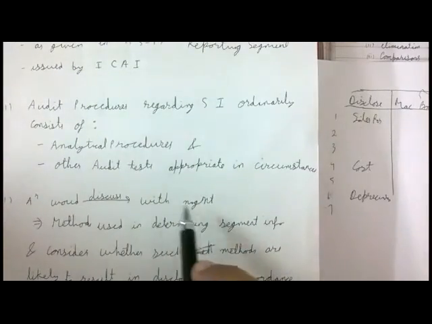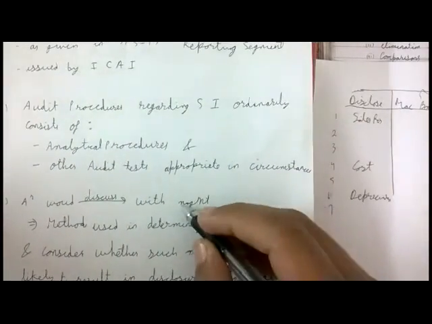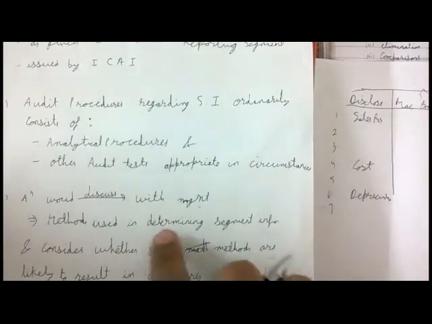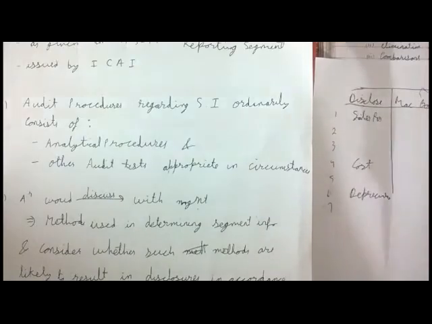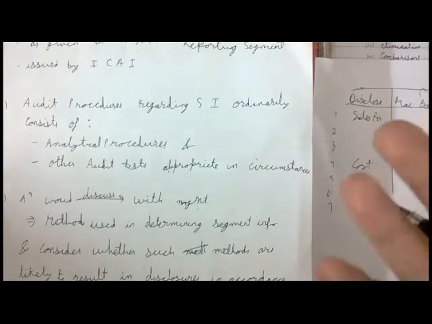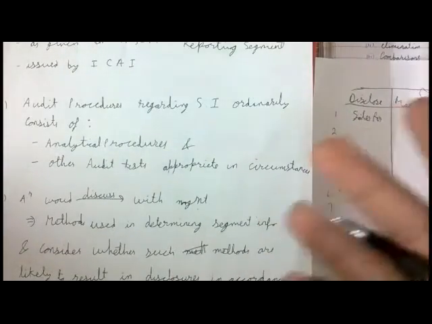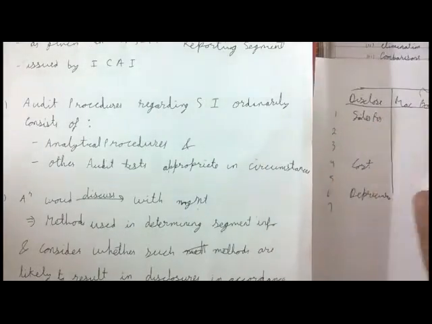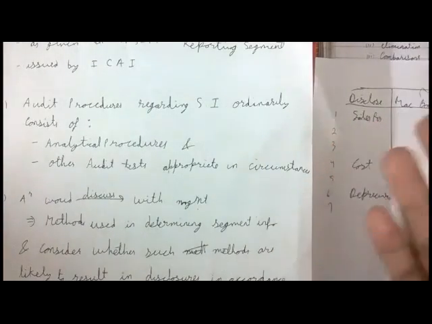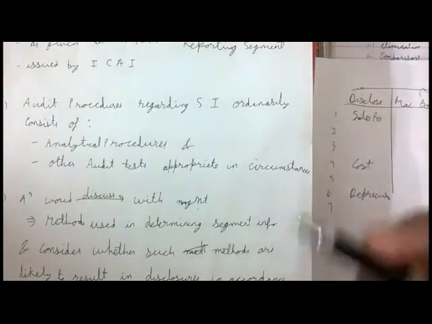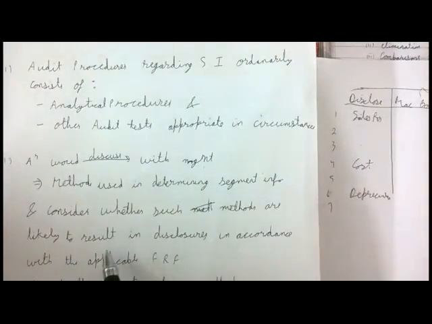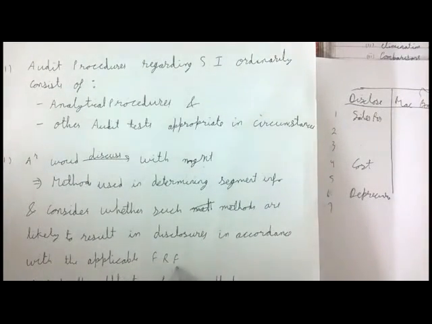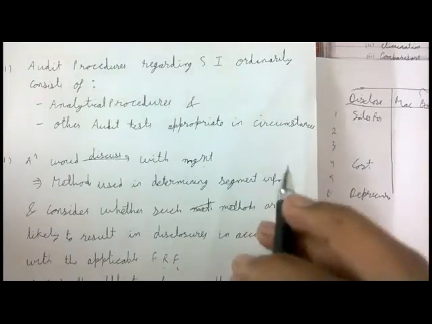Then the auditor would discuss with the management the method used in determining segment information, which method the management is using, because as per AS17 it would have some methods, and which method has been adopted by the management. The auditor is going to ask them, and consider whether such methods are likely to result in disclosures in accordance with the applicable FRF, the Financial Reporting Framework. FRF means Financial Reporting Framework.